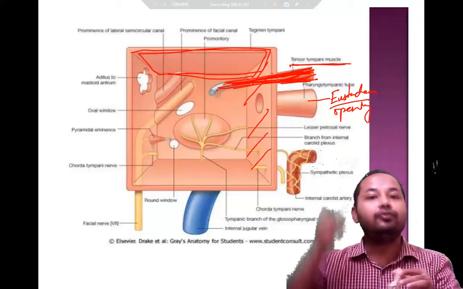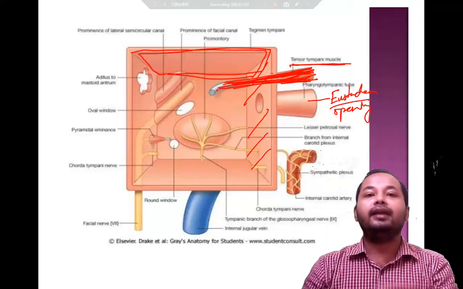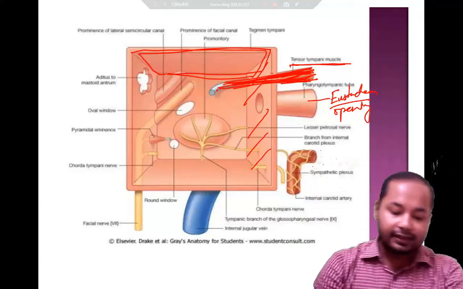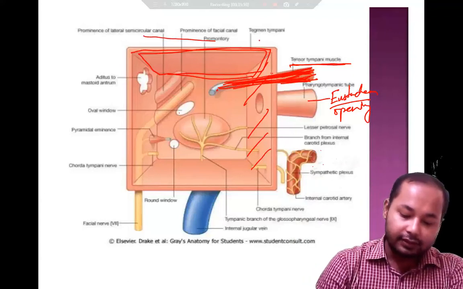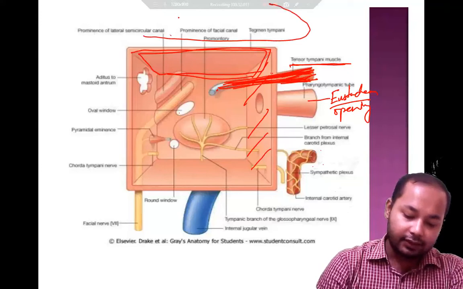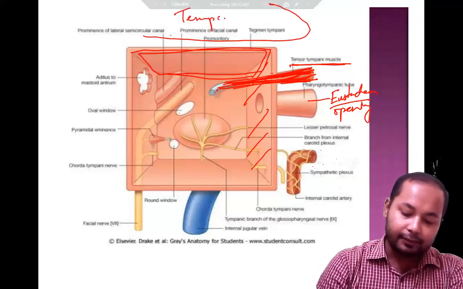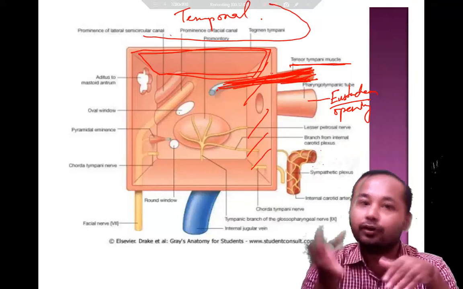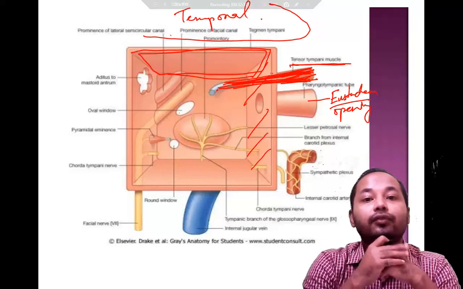So the middle ear roof is nothing but the brain cavity itself. What is lodged in this cavity is actually the temporal lobe. Just above it you will get the temporal lobe. So the inferior surface of the temporal lobe is in fact lodged over the roof of the middle ear.